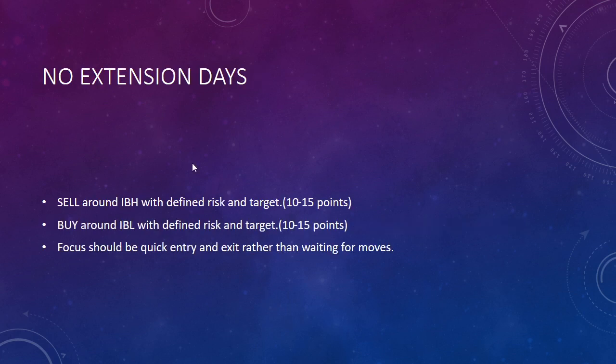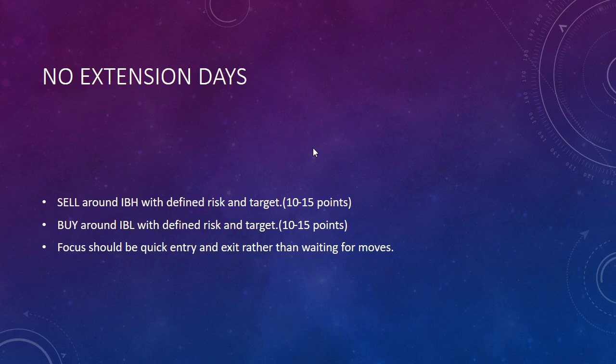So then after that we have, okay, we got that it's not a no extension day, right? So what we should be doing in a no extension day is that we should be selling near IBH, give a buffer of like 4-5 points in Nifty and 25 to 30 or 35 points in Bank Nifty, give a buffer of that much, and you should be selling near the IBH and buying near the IBL with a defined stop loss.